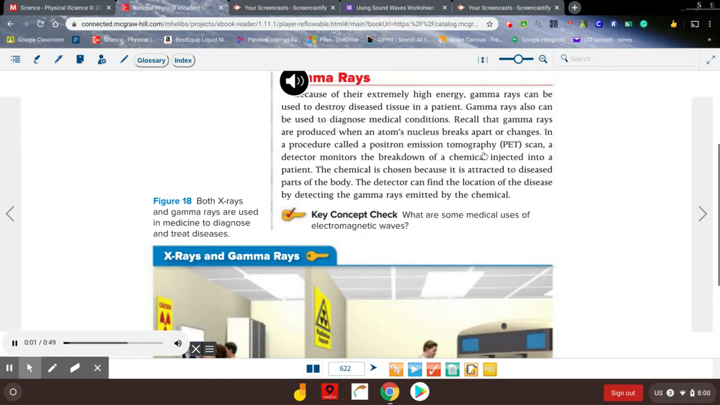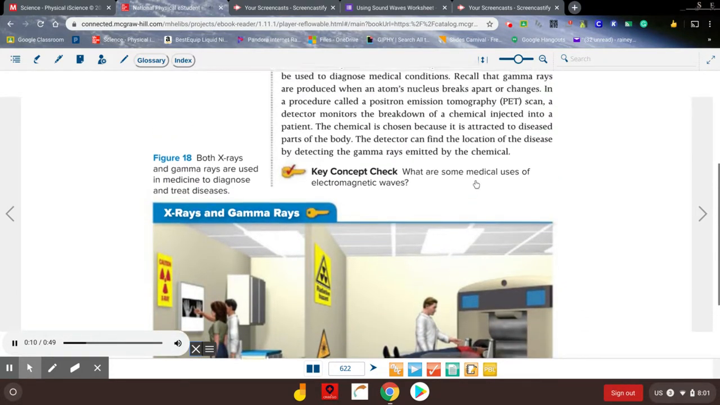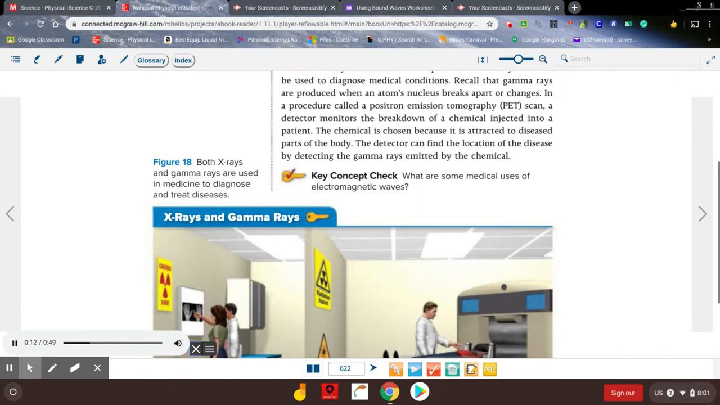Gamma rays. Because of their extremely high energy, gamma rays can be used to destroy diseased tissue in a patient. Gamma rays also can be used to diagnose medical conditions. Recall that gamma rays are produced when an atom's nucleus breaks apart or changes.